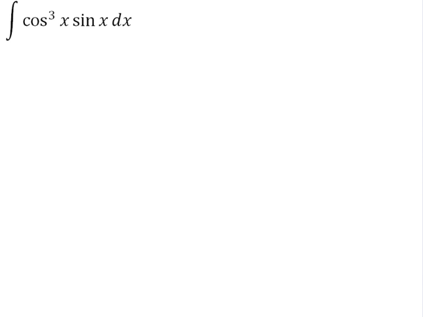Let's say we have cosine cubed x times sine x dx. So these might be a little more difficult to identify. Well, what's u? Do I say sine x is u, or do I say cosine x? So we have to identify what is the inner function. Well, cosine is actually being cubed here. So let's say that cosine is our u. So cosine x is u.